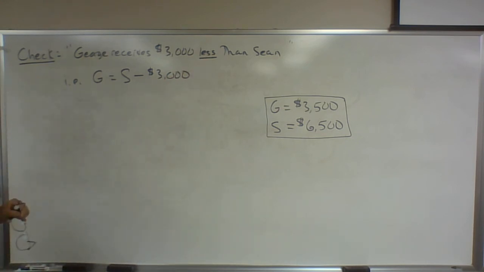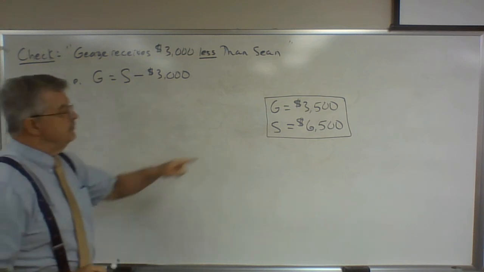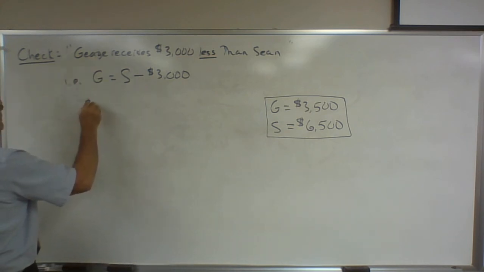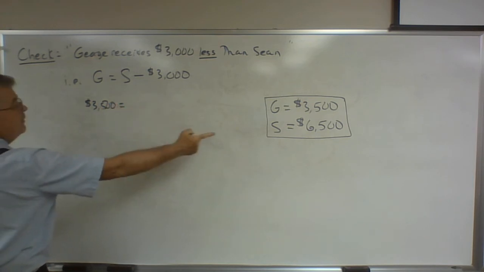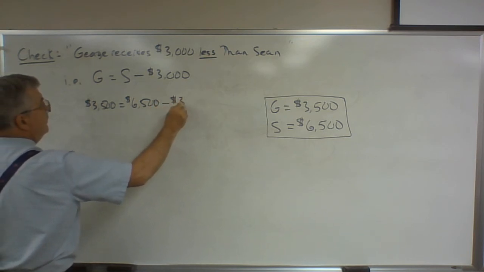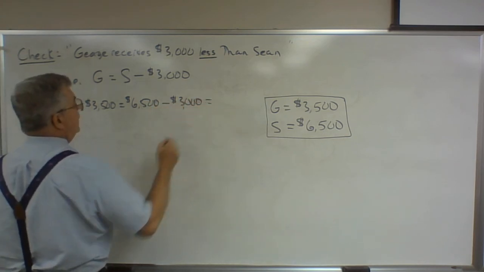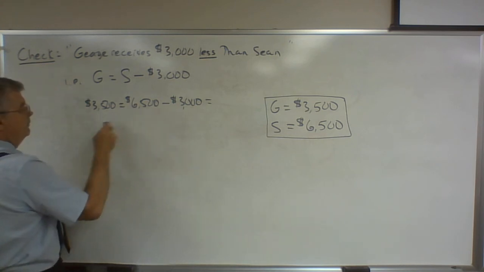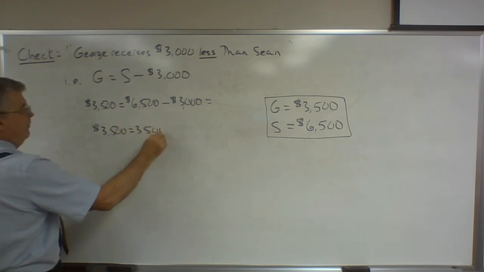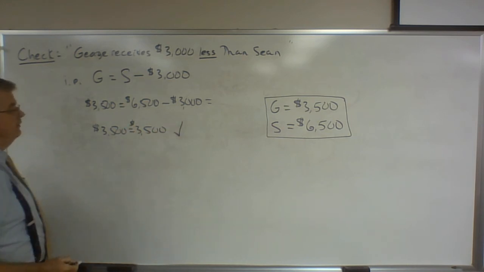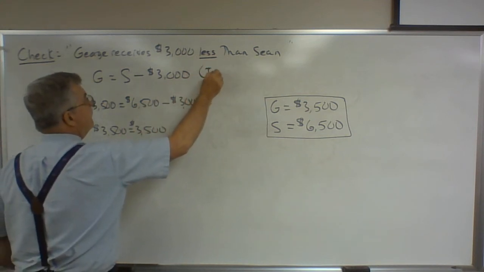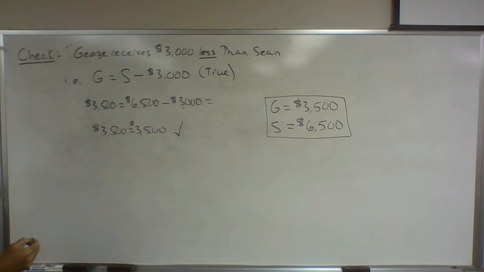Okay, does that work? Let's take how much George gets and how much Sean gets and plug it in. George is 3,500. Sean is 6,500. And let's see, what does this come out to? Okay, so that much works. This is true. But now there's something else also.